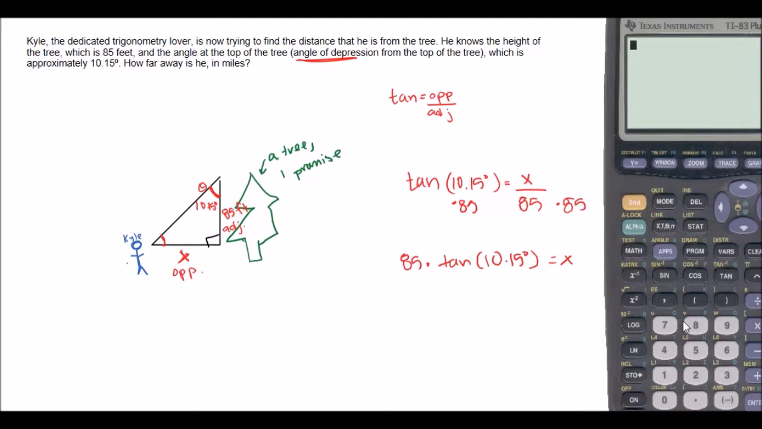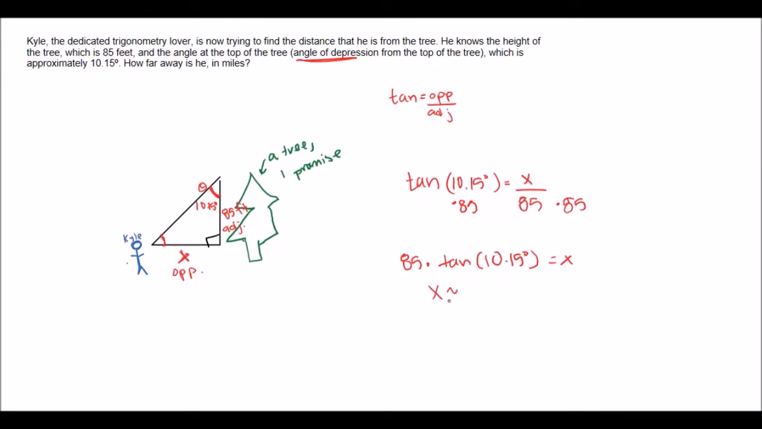We want to do 85 times tangent of 10.15. And I already know that my mode is degrees from the last problem. So we get that he is about 15.22 feet. So I'm going to use the approximation here to write down in my work. But when I go to answer the question, which requires a conversion, I'm going to use the number that was saved in my calculator because I want it to be more exact.